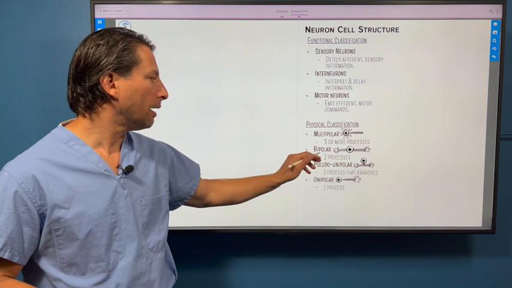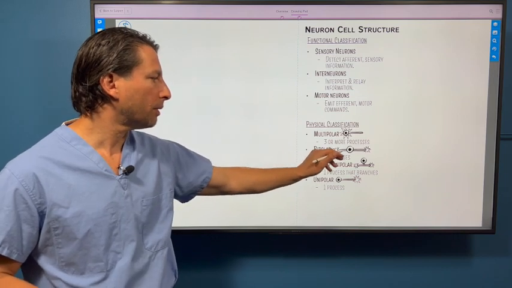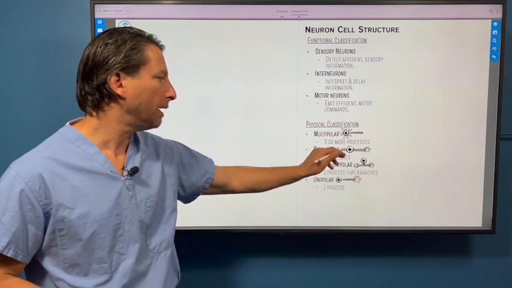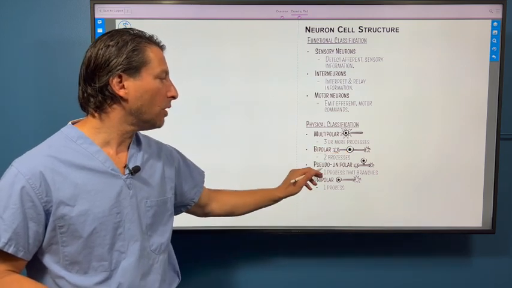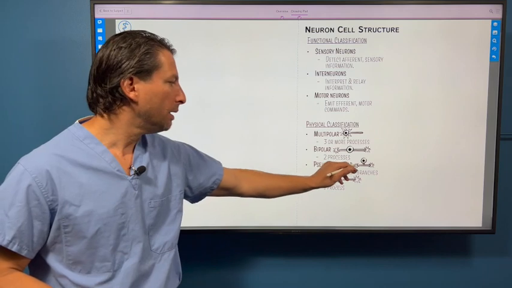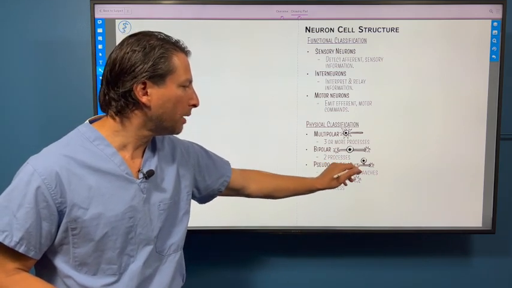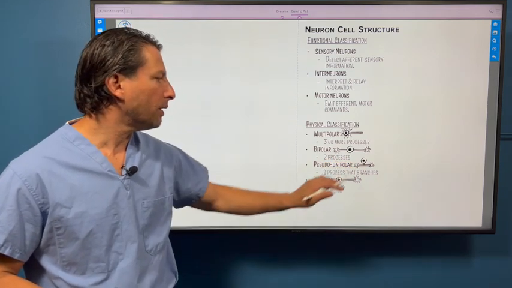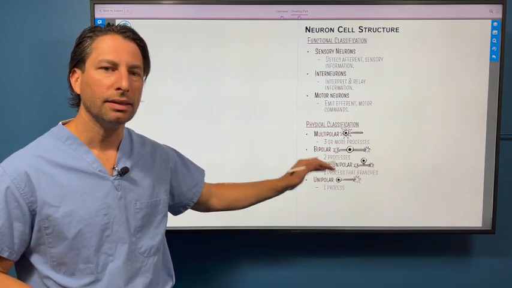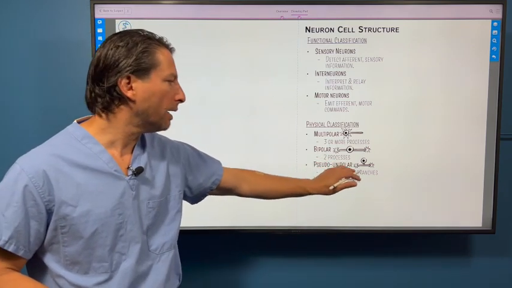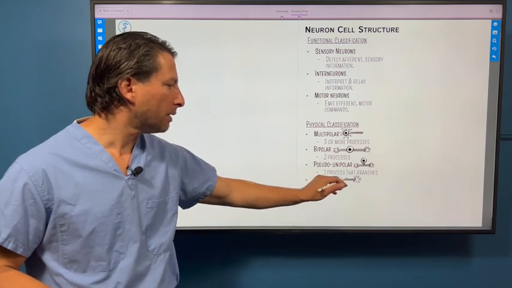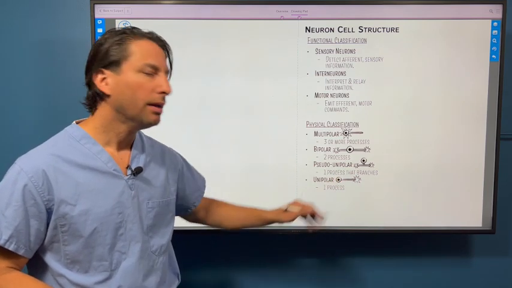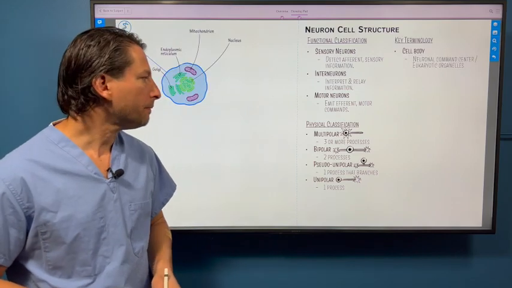And it alternatively can be bipolar, where there's 2 processes emanating from the cell body itself. It can be pseudo-unipolar, meaning that there's really only one pole, but it quickly branches. And the dorsal root ganglion, the sensory neuron, is a great example of this. And then finally, it can be unipolar, where there's a single axon emanating from the cell body here.